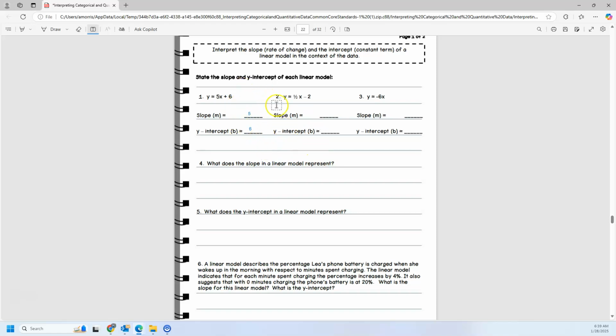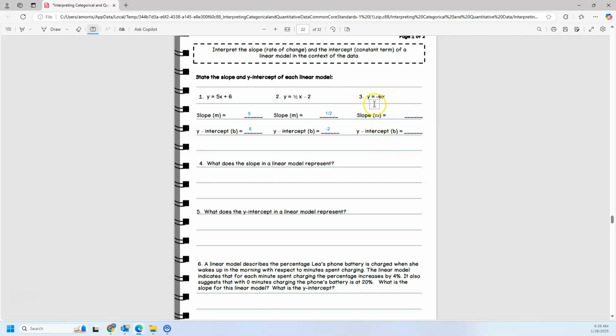up 5 over 1. Okay, this one, my slope, again, is next to x, so it's 1/2, right? That also represents my rise and my run. Then it asks you what is the y-intercept. So the y-intercept is -2, okay? So don't forget about that negative in the front. So if I was to graph this, I would start at -2. I would go up 1 over 2, plot the point. Up 1 over 2, plot the point, okay?